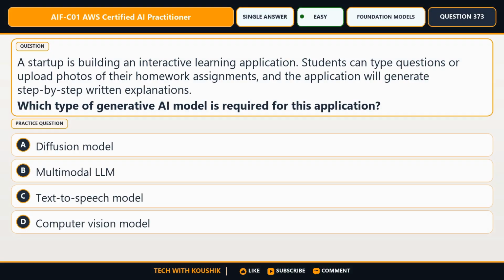Question number 373 contains an important exam distinction. The key exam clue is contained in this scenario. A startup is building an interactive learning application. Students can type questions or upload photos of their homework assignments, and the application will generate step-by-step written explanations. Which type of generative AI model is required for this application?